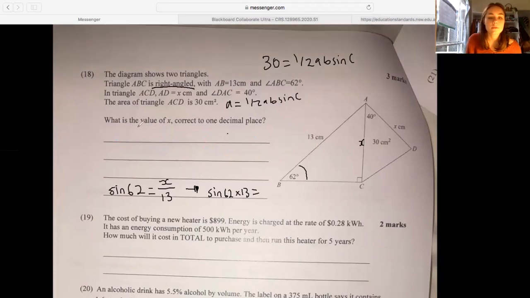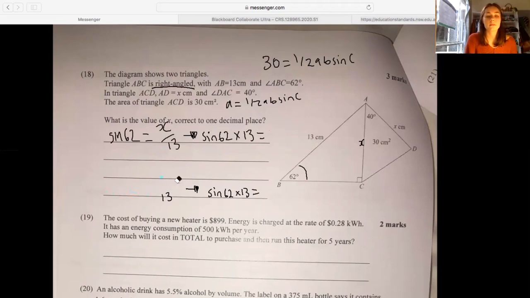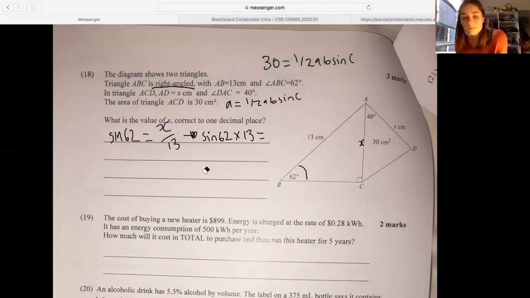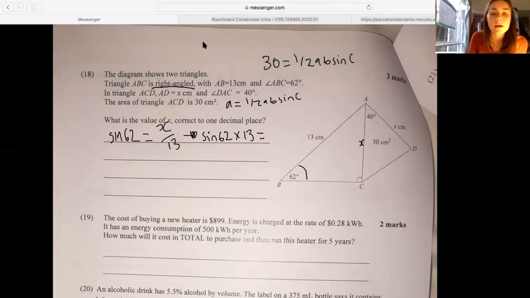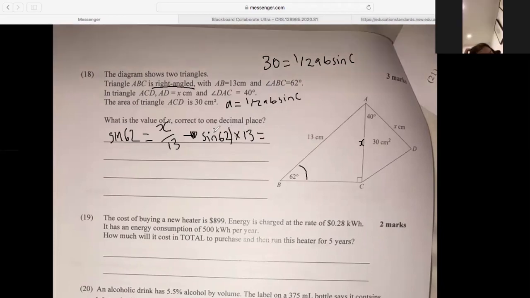Okay, so what do we want? We want sine 62 equals x over 13, so x equals sine 62 times 13. Okay, and that will give us the side that we need. Does it need the brackets? In the sine part, yeah. Yeah, it will come up like that.